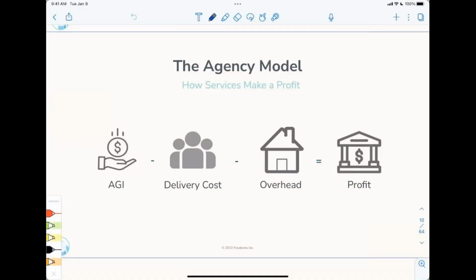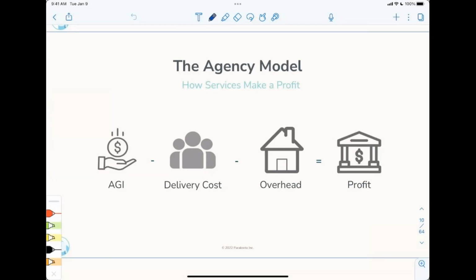With that, I'm going to go ahead and share my iPad screen here and take you through a couple of simple notes about how we improve agency profitability. Let me switch my screen share to my iPad, and you should be able to see that now. All right, so there's my iPad screen.